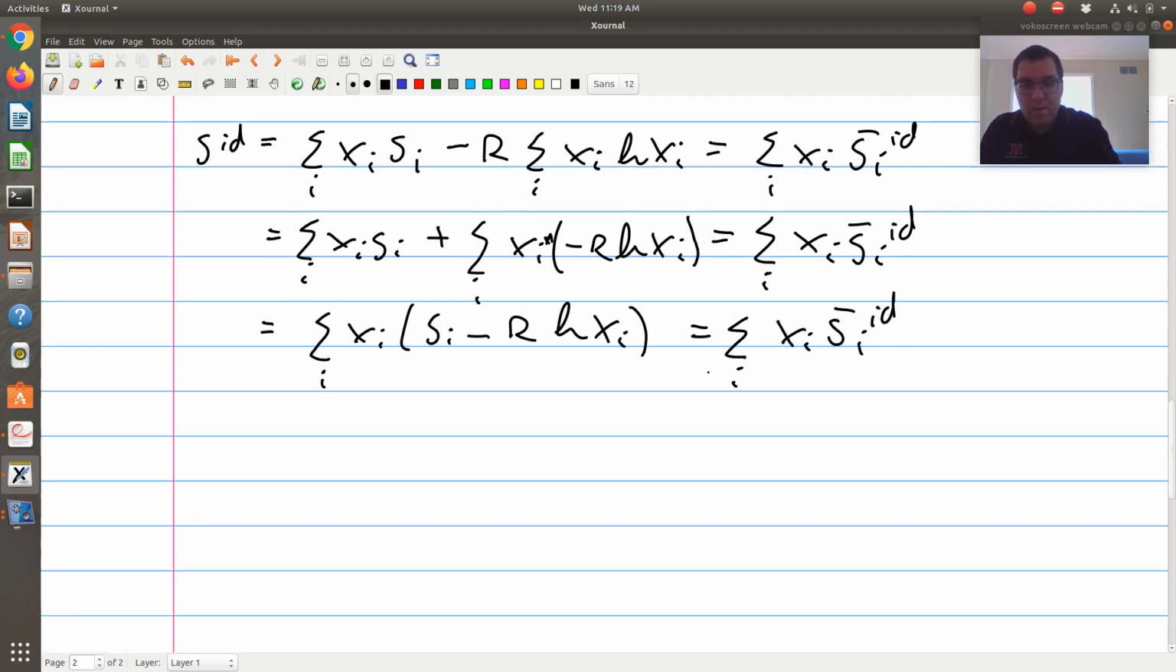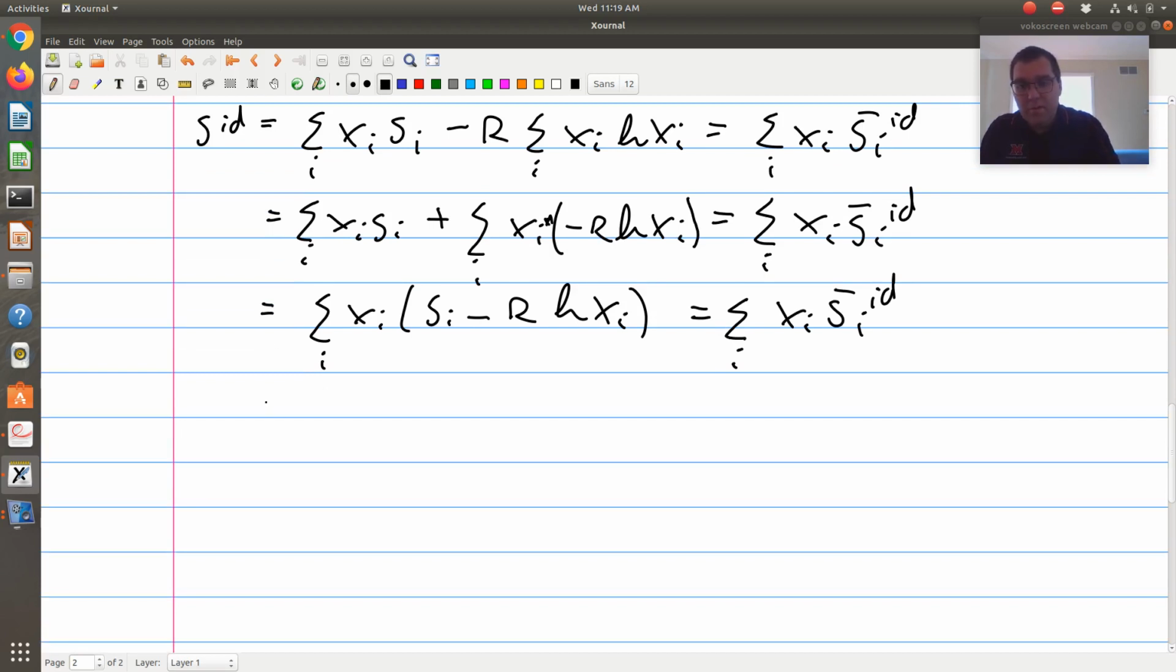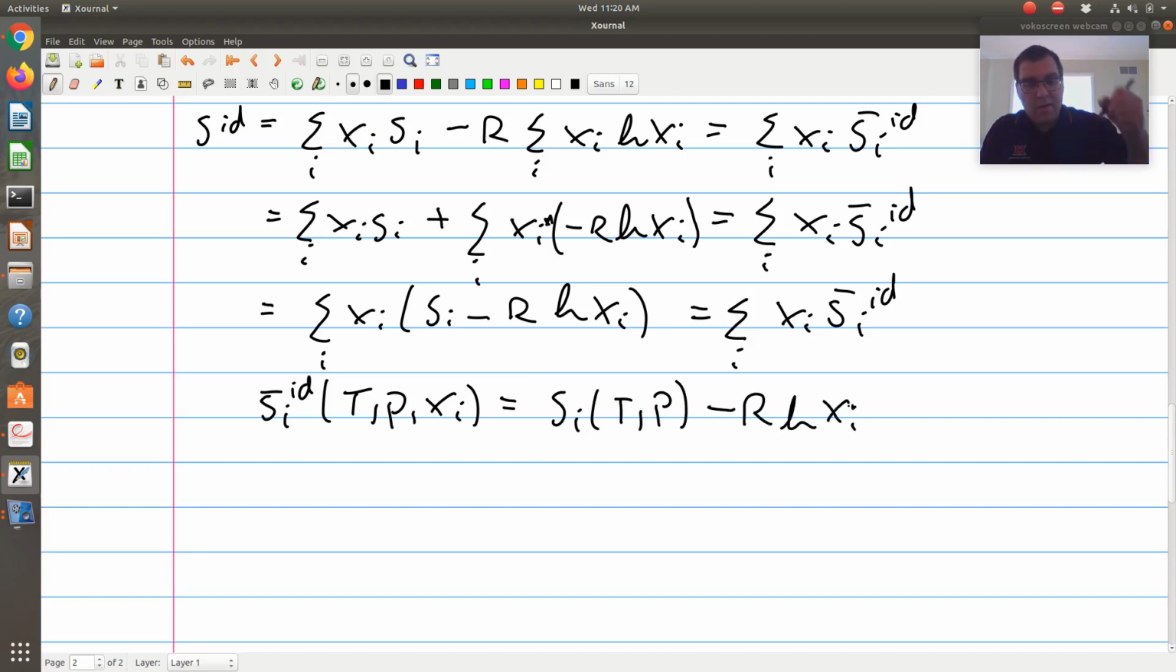And so in order for that to be true, it must be that S bar_i ideal, which again is a function of T, P, and x_i, my partial molar entropy in my mixture, is equal to the pure component value at the same T and P minus R log x_i. Cool. This term will be positive since x_i will be less than 1. And so my partial molar entropy in my mixture is going to be greater than the entropy of my pure component state.